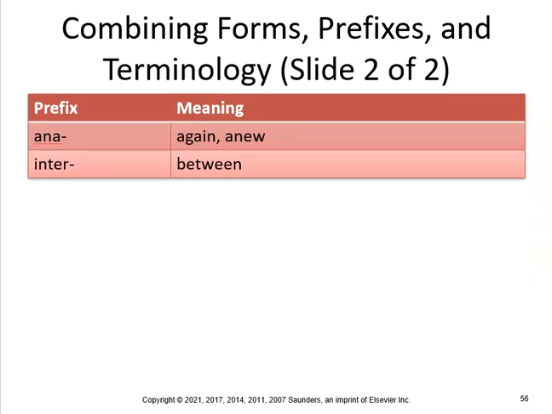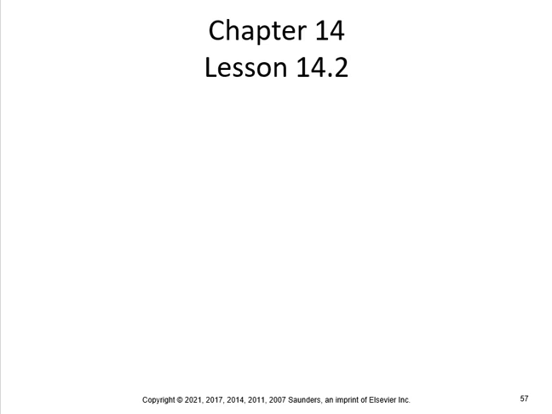What about ana? Ana would be again, or anew. Okay, and then inter is between. So interstitial fluid would be pertaining to fluid that lies between the body cells and eventually becomes lymph fluid.